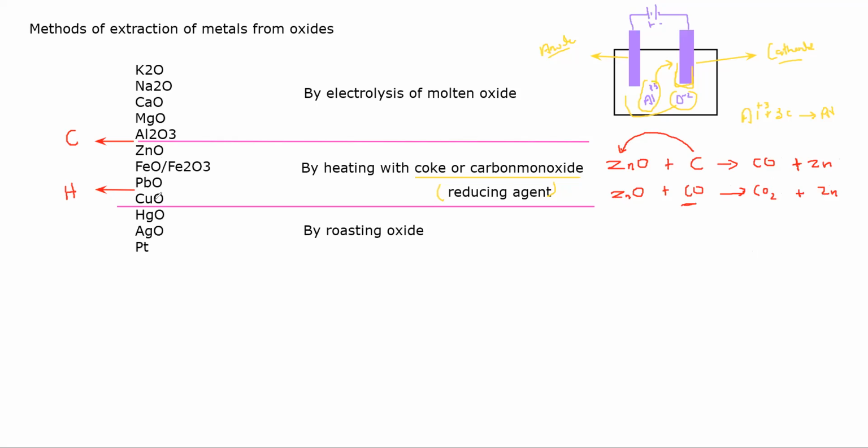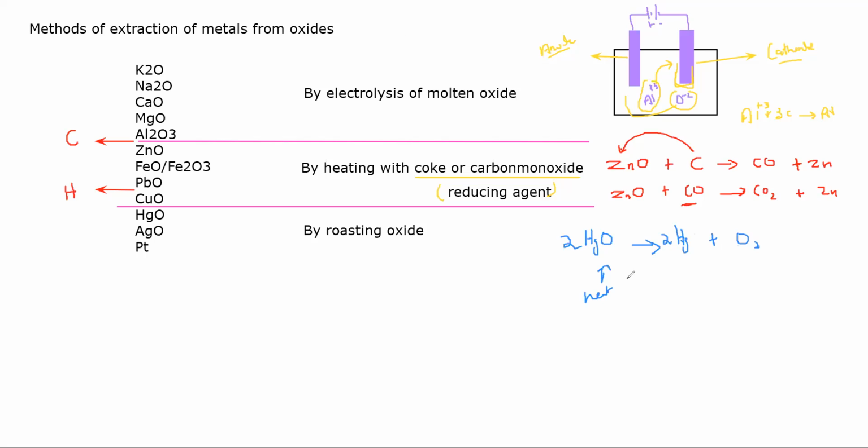So from zinc to copper, we use this technique of heating with coke or carbon monoxide, which are reducing agents. And the last one, roasting, refers to simply heating the metal oxide. For example, mercury oxide. We supply heat energy, so the reaction will be endothermic. It will form mercury metal and oxygen.